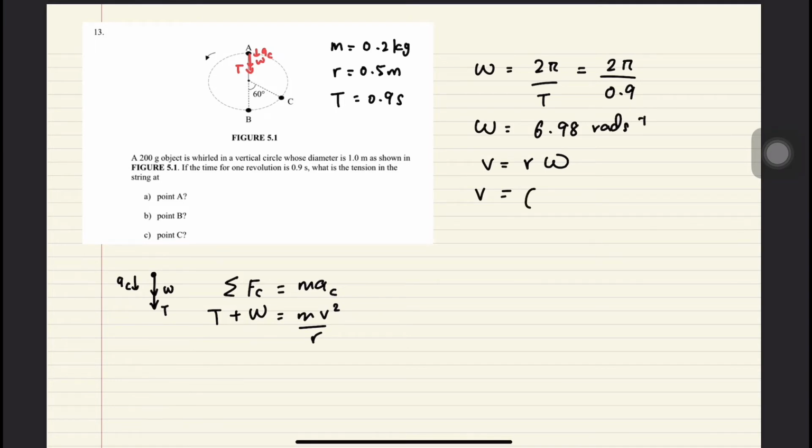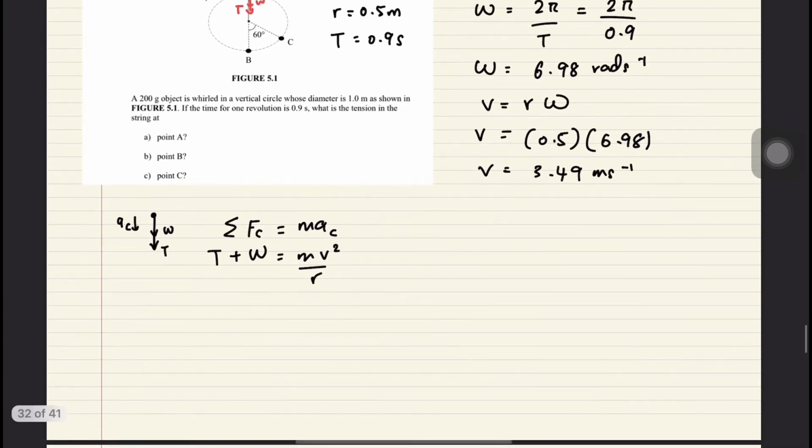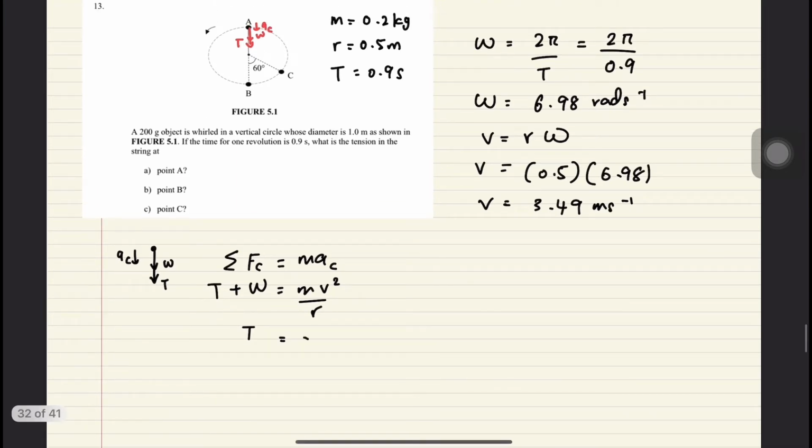R is equal to 0.5, multiplied with 6.98. So your v is 0.5 times 6.98, 3.49. Okay, so I substitute everything inside here. So your tension is basically mass, you can factorize the m if you want to.